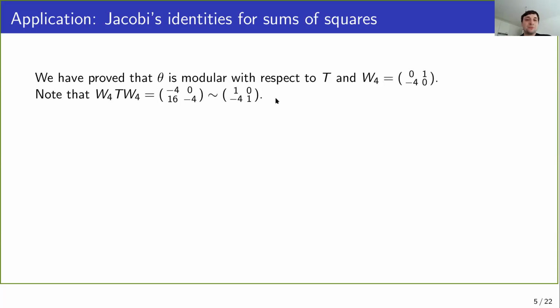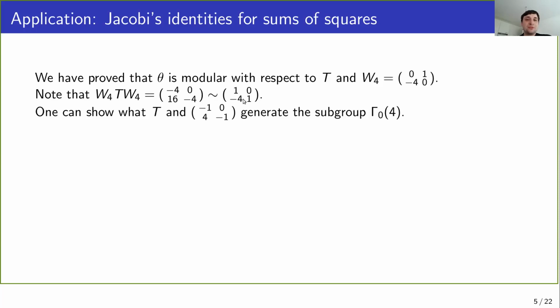And then one can further prove that these two matrices, T and this new matrix, generate the full group gamma naught 4. I'm not sure why I wrote -1 here, but it doesn't matter. So I'll just remind briefly that gamma naught 4 consists of all 2 by 2 matrices with determinant 1, and such that if you write it as A, B, C, D, then C should be divisible by 4.